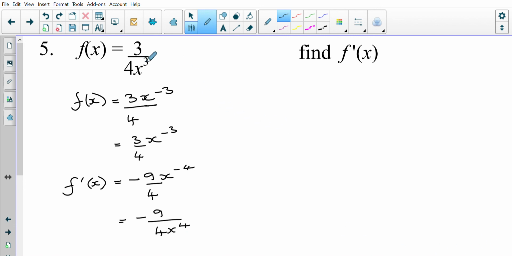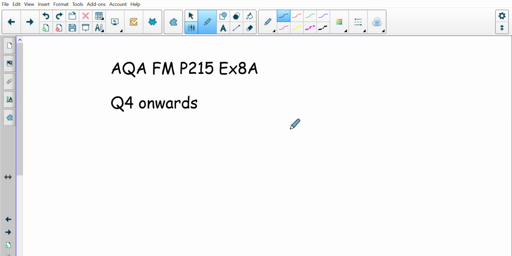So when we are going between the fraction form and the negative index form, it's just the x that's moving between the numerator and the denominator, because it's only the x that has the power applied to it. The numerical part, the numerical coefficient, stays the same all the way through. Now you should be able to complete exercise 8A from question 4 onwards.